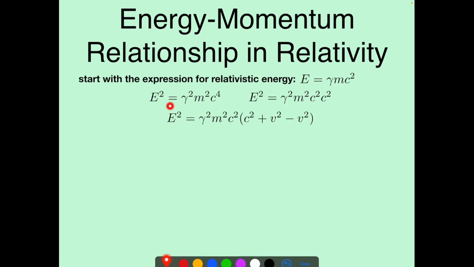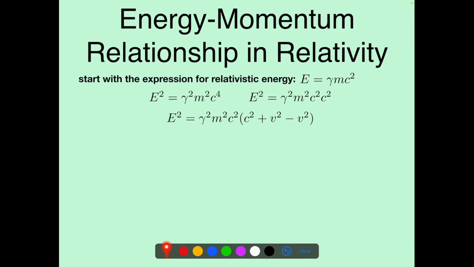So I'm going to leave the left-hand side the same, and then I'll leave the first 3 terms on the right side the same. We have gamma squared, m squared, c squared. But for that last factor of c squared, I'm going to write it this way. I'm going to write it as c squared plus v squared minus v squared in parentheses. So of course I can do that. V squared minus v squared is just 0, so these are equivalent expressions, just expanded out.